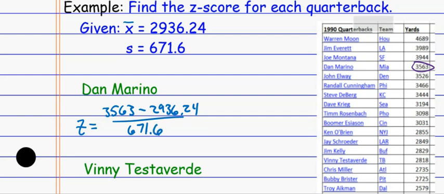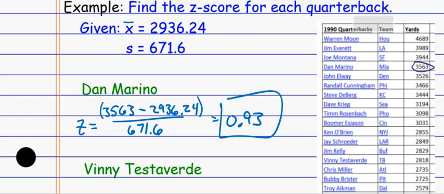And I plug that into my calculator. Just make sure that you do the subtraction before the division. Remember, there are invisible parentheses here, so subtract first and then do the division. When you do that, you get something like 0.93. That's the z-score here, 0.93.